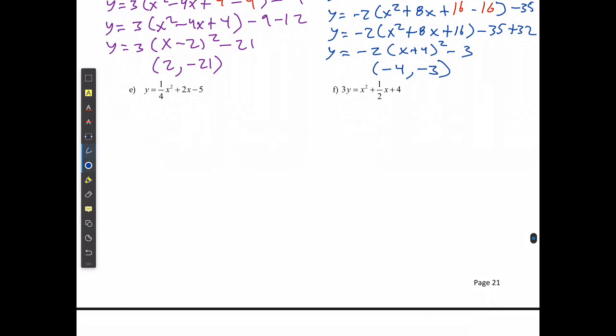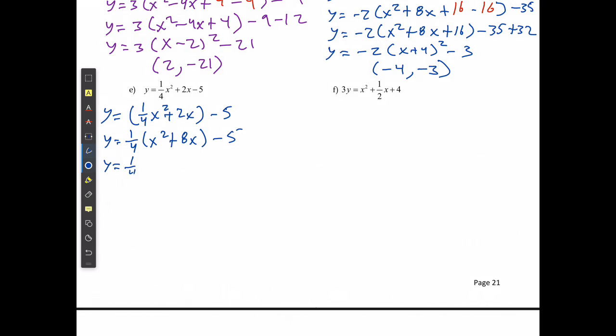Even if I have fractions, my process still stays the exact same. Y is equal to bracket 1 over 4 x squared plus 2x and then minus 5. If I'm dividing out by a fraction, then my number should possibly get bigger. In this case, the 2x divided by 1/4 is going to become 8x, minus 5.